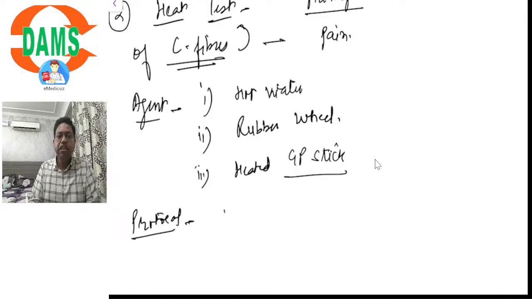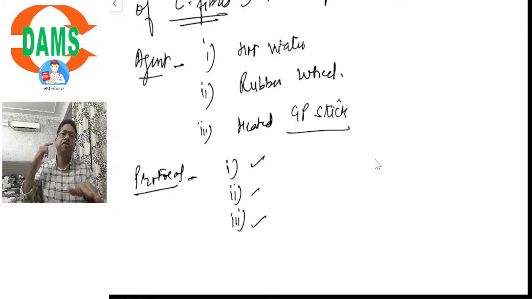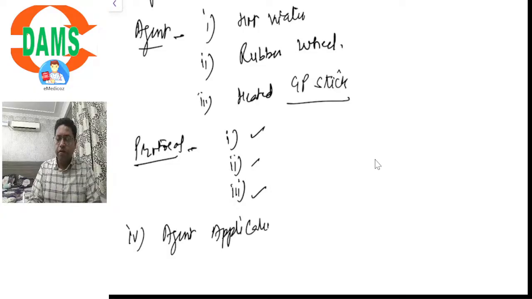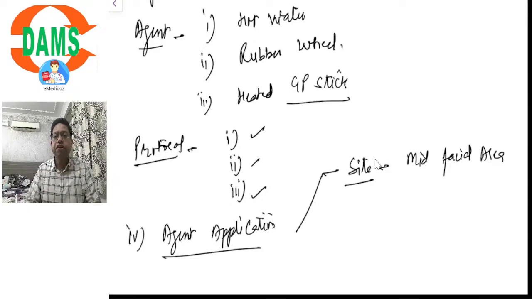The protocol for heat testing remains the same. The first, second, and the third steps would be the same as I have discussed for cold testing. Means isolation under rubber dam, testing of adjacent and contralateral teeth first, and direction of testing would be from posterior to anterior for each quadrant. The fourth step comes agent application. Where do we apply the heat testing agent? The site of application remains the same, that is the mid-facial area of any tooth, as we have seen for cold testing.